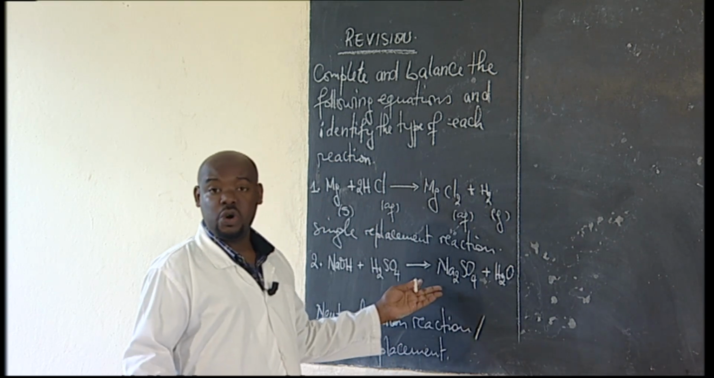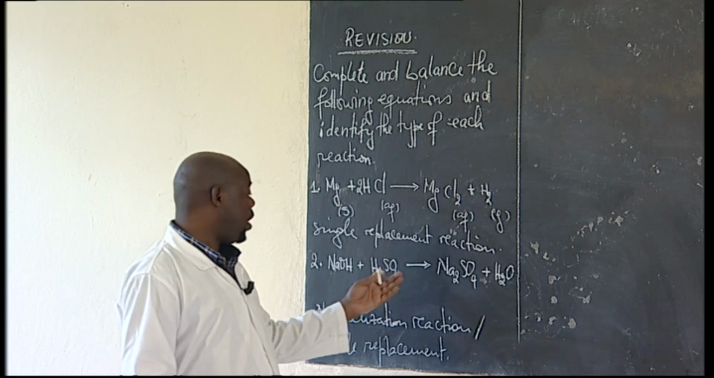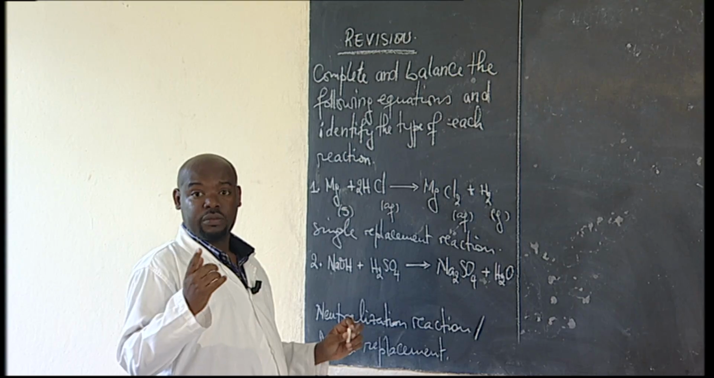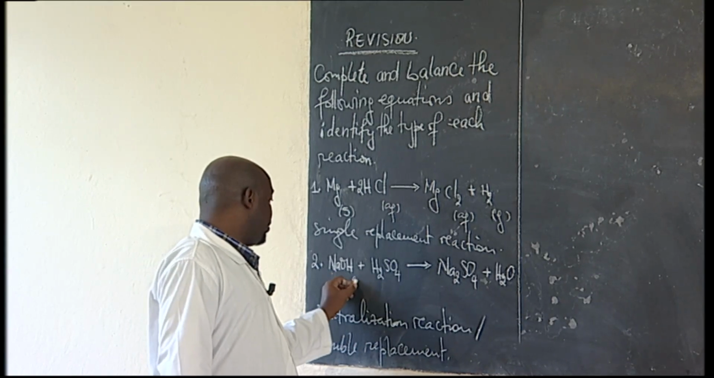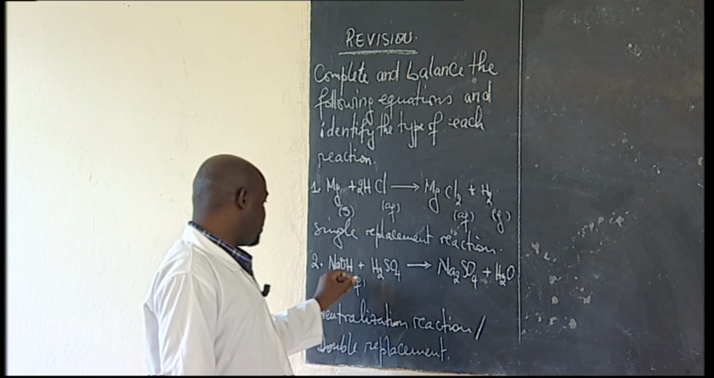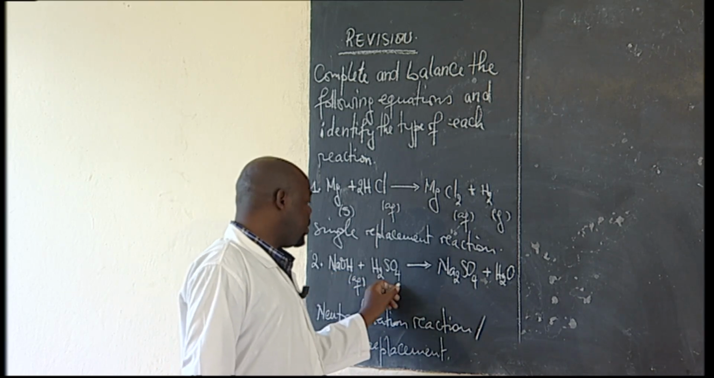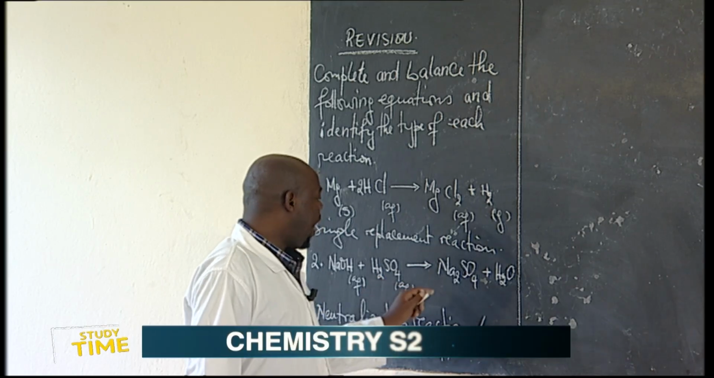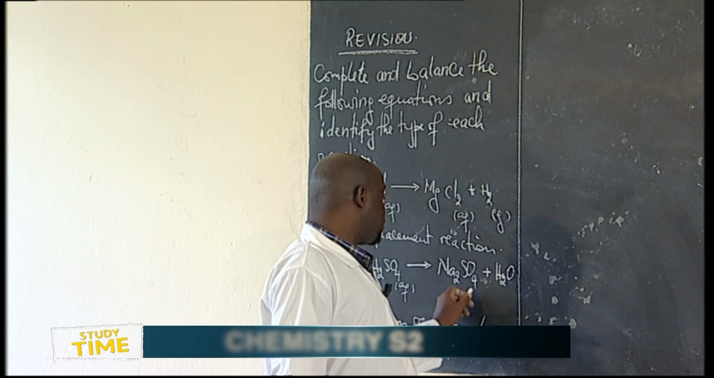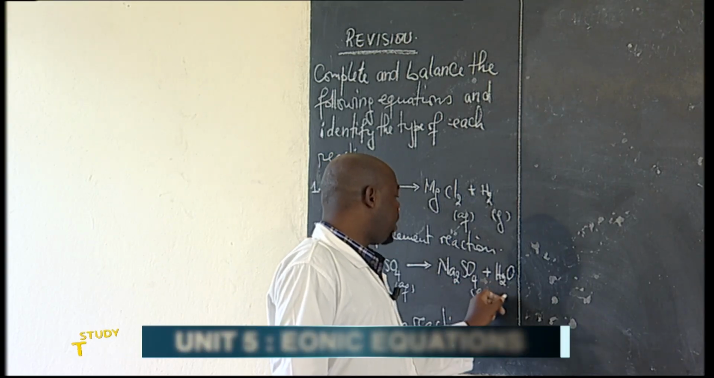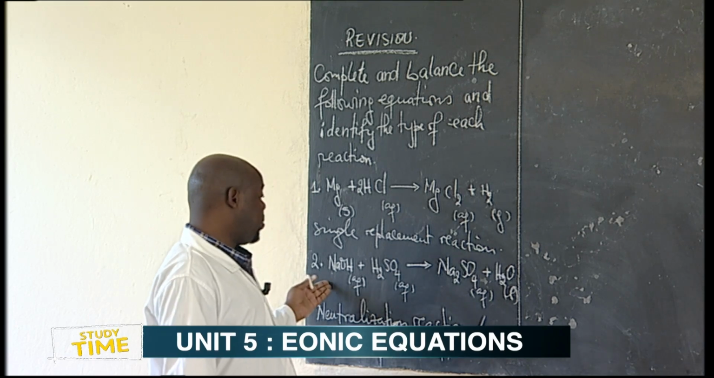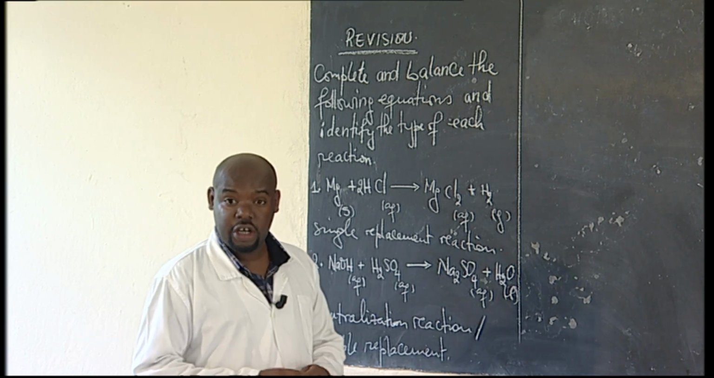What are the state symbols of our reactants and products? Sodium hydroxide is an ionic compound, so to react with the acid, it should be in the aqueous state, dissolved in water. The acid is also in water. And sodium sulfate is a soluble salt which is also dissolved in water, and water here is in the liquid state. And remember, the type of reaction here is neutralization reaction.